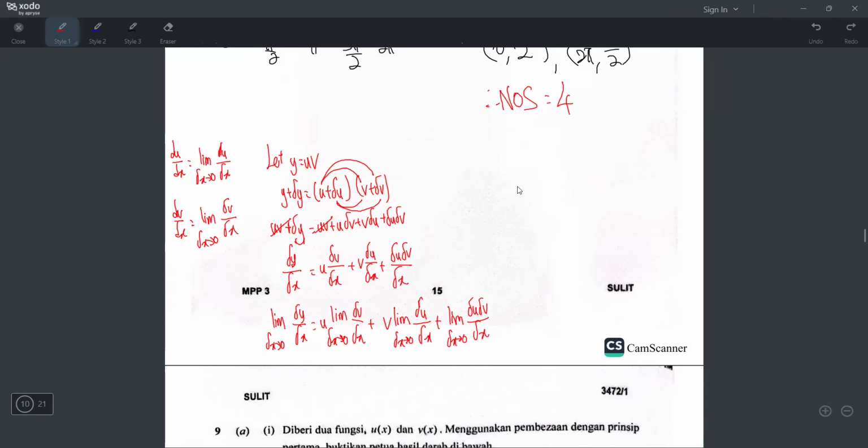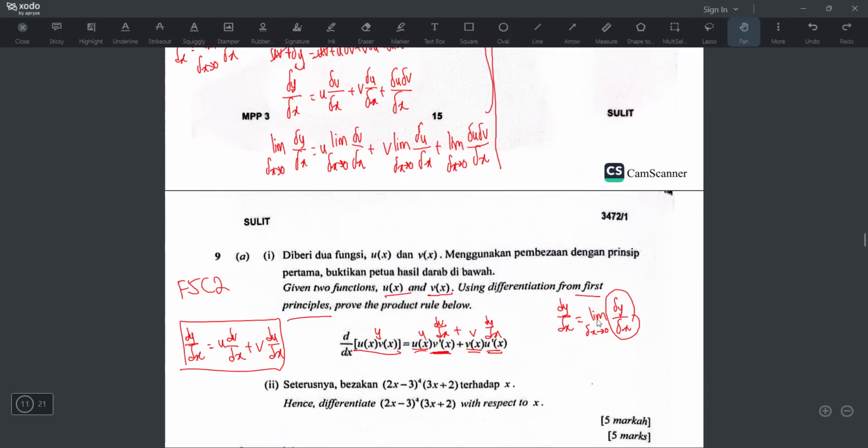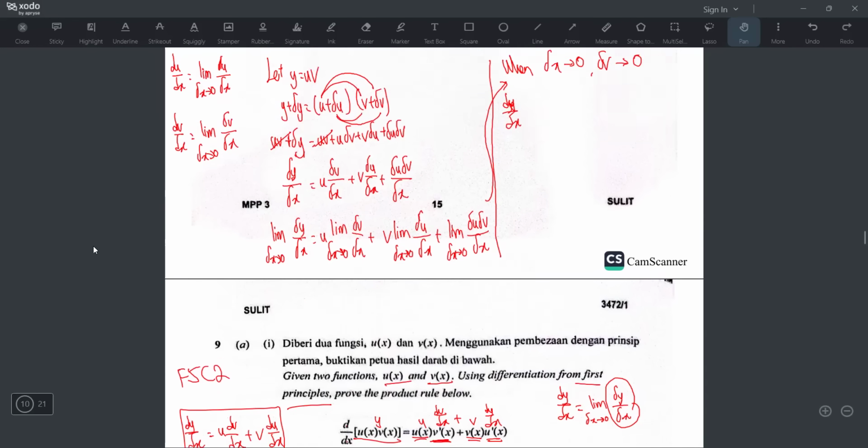The next step, I'll write here, is you have to write when delta x goes to 0 and delta v goes to 0. Meaning delta x has to be substituted with 0, and delta v has to be substituted with 0. So what happens to this equation now? This will become dy/dx already, because you remember I told you that dy/dx is actually the limit as delta x goes to 0 of delta y over delta x, and you can see that is already the same as this. So that's the dy/dx.